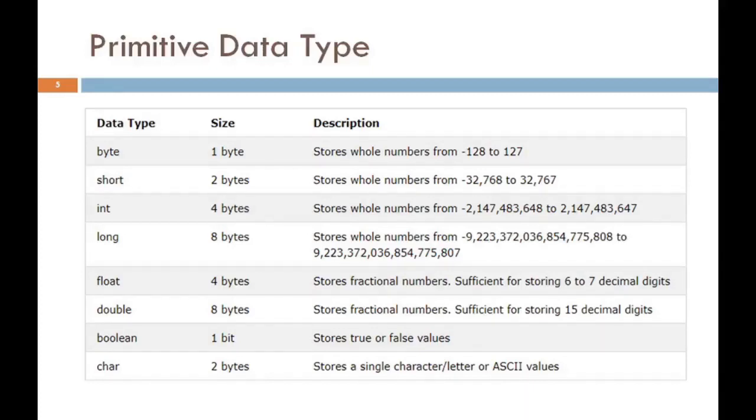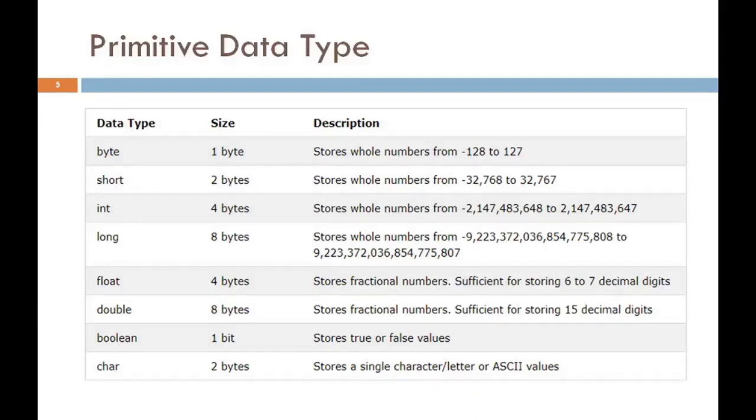Same as long, which is an 8 byte data type and stores numbers like -9,223,372,036,854,775,808 to 9,223,372,036,854,775,807. This is a large amount of data. That means whenever we want to store a large amount of data as an integer type, then we have to use long. Otherwise, we can use byte, short and int.